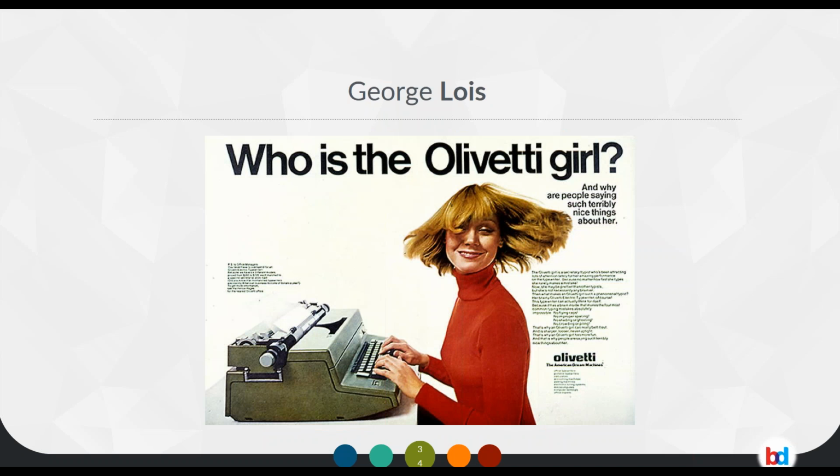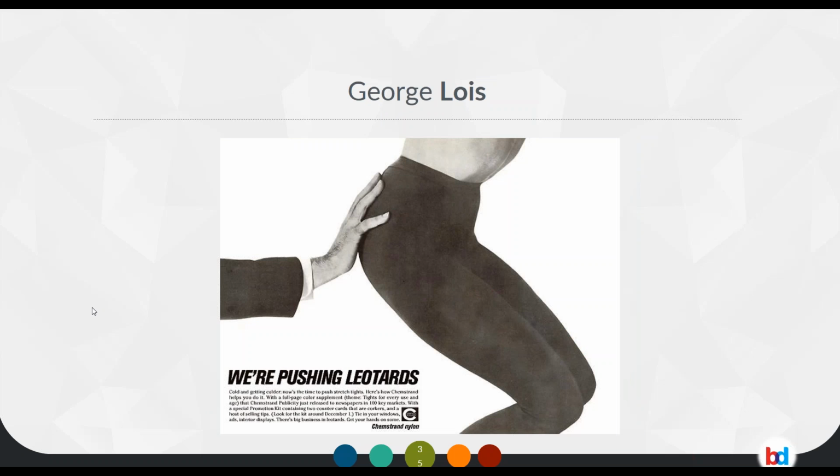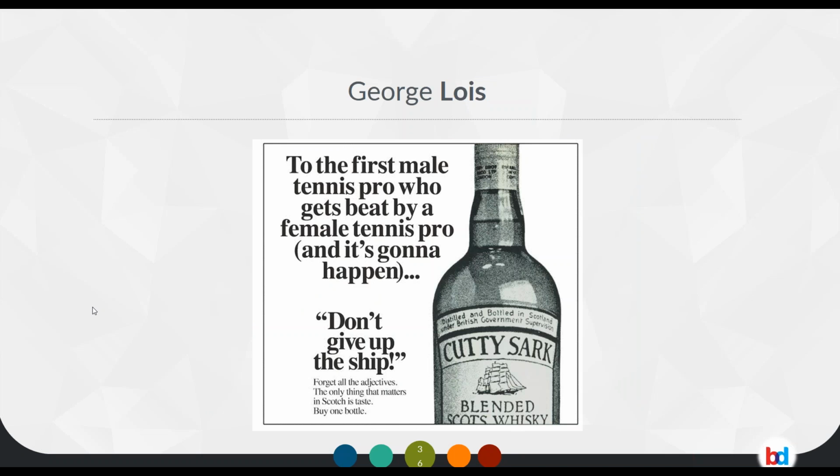My good friend George Lois, who is the Olivetti girl. I've joked with him that I guess I've never seen secretarial work look so exciting. We're pushing leotards. Don't give up the ship. That's the real headline of this. You have to understand George often liked to provoke people on sex, race, and class. He still does, by the way.